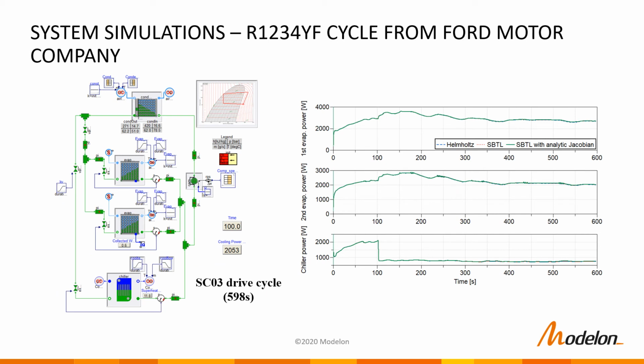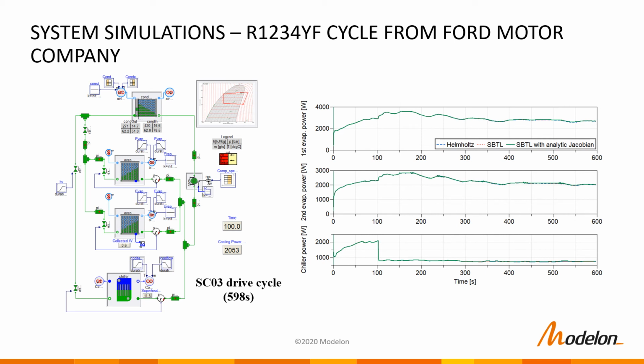Up to this point, we have seen promising results in relatively complex systems. But the dynamics are simple, mostly triggered by a ramp in the boundary condition. Here we have a 3-branch AC system developed at Ford. The superheat out of the 2 evaporators and the chiller are controlled by the TXVs. The condenser has an internal receiver in it, and tabulated boundary conditions are used to represent the SC03 drive cycle.